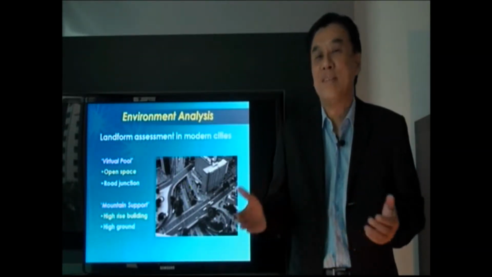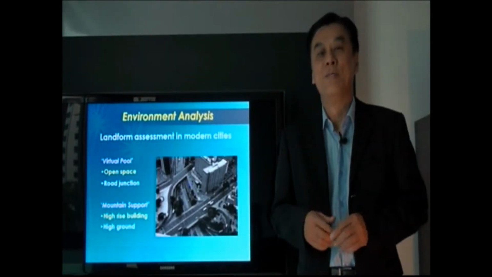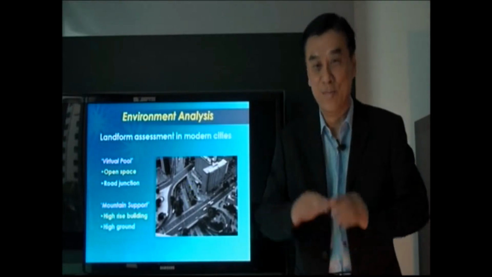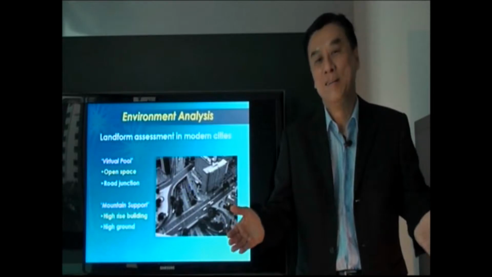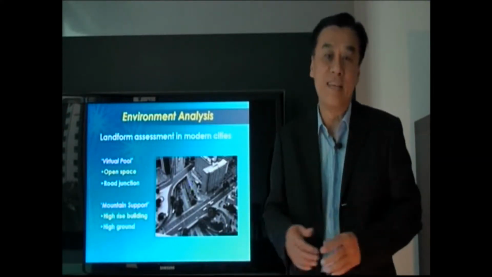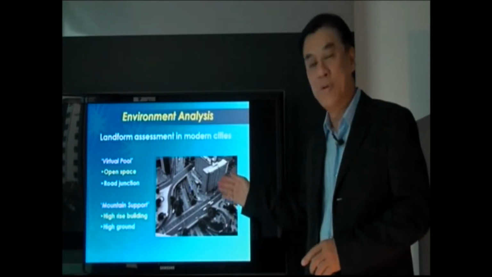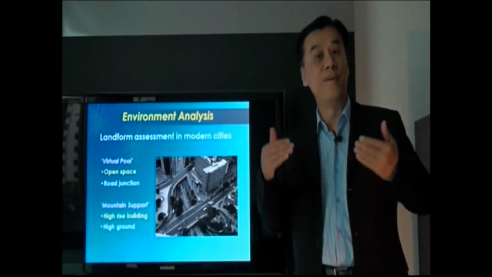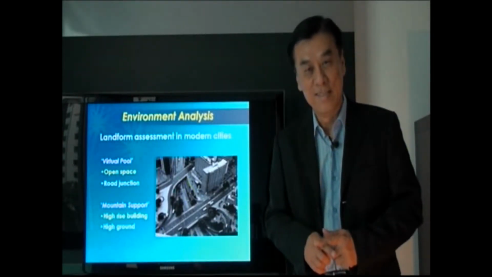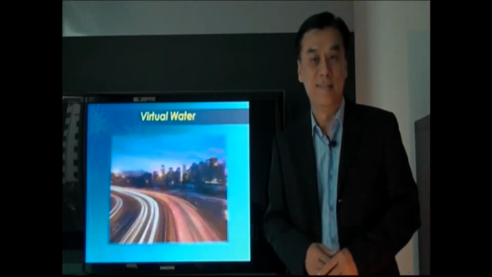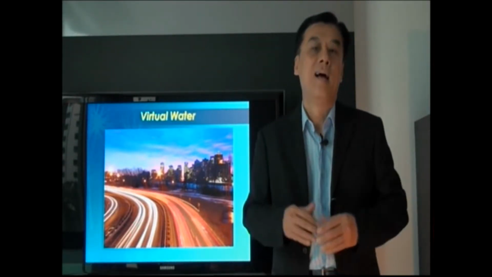Because in a modern city like Melbourne or even in Singapore, we do not have the privilege to have real mountain and real water around the environment where we stay. So therefore, we can use tall buildings to act as virtual mountain, while roads and crossroads can act as virtual water. You are observing the external environment.